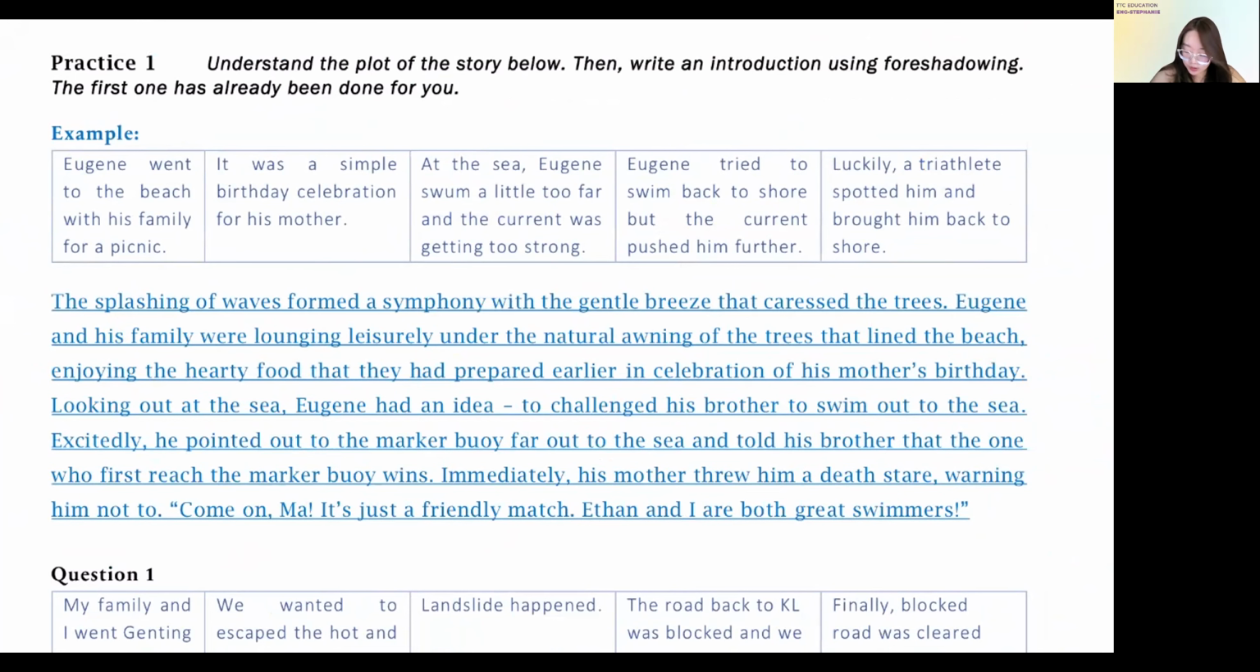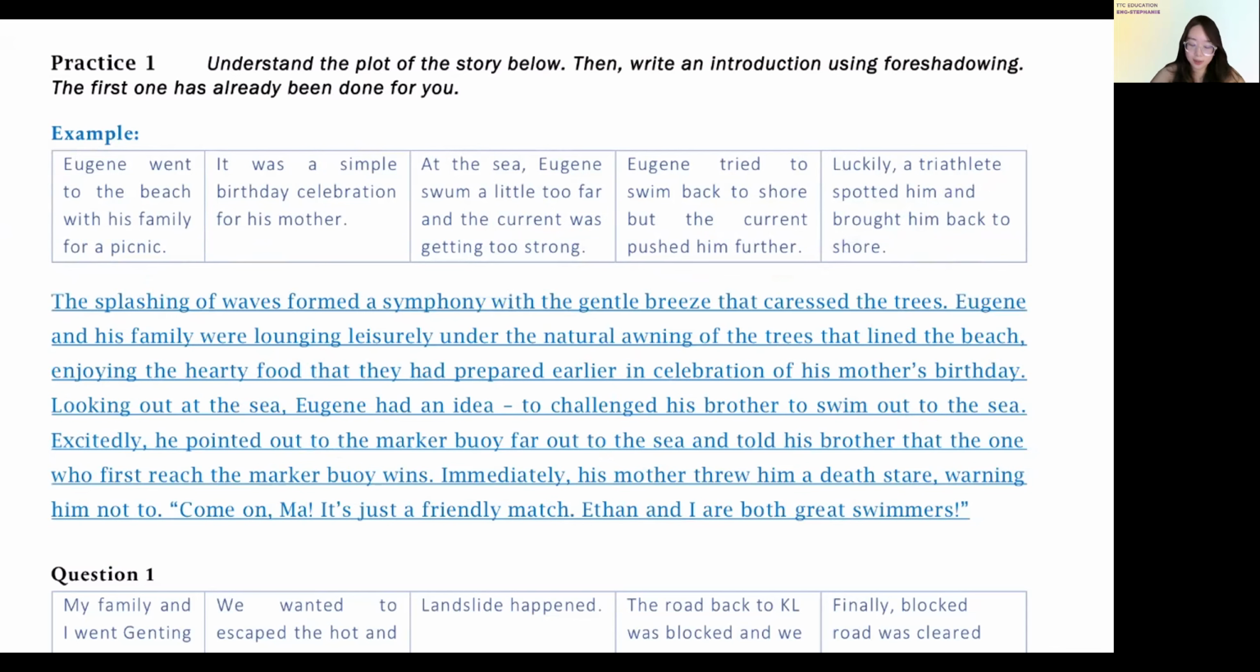Eugene went to the beach with his family for a picnic. It was a simple birthday celebration for his mother. At the sea, Eugene swam a little too far and the current was getting too strong. Current means the wave, okay? Eugene tried to swim back to the shore, which means the seaside, the most shallow side of the sea, but the current pushed him further. Luckily, a lifeguard spotted him and brought him back to the shore.